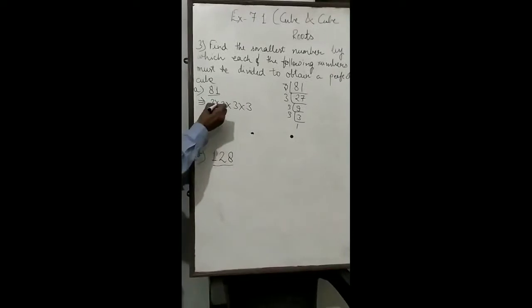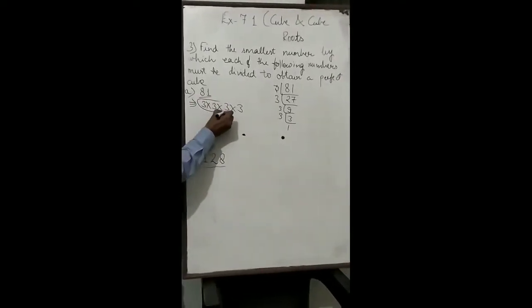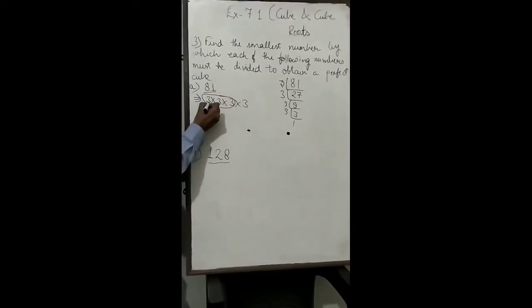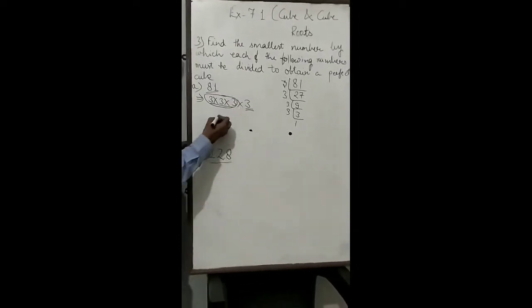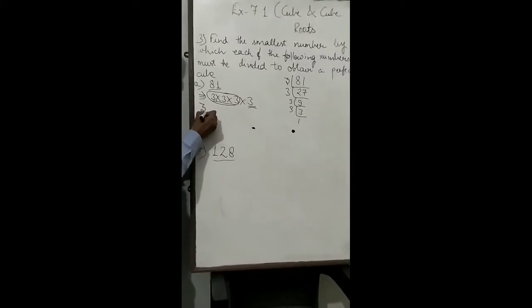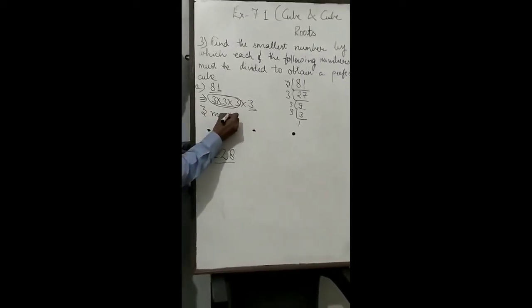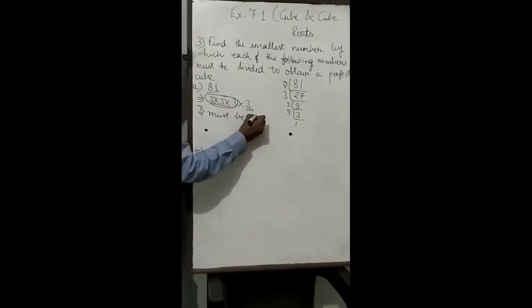Now students, you can see this is a group of 3. It is completed. But here only one 3 is left, so it is not completed. So the answer is 3 must be divided.